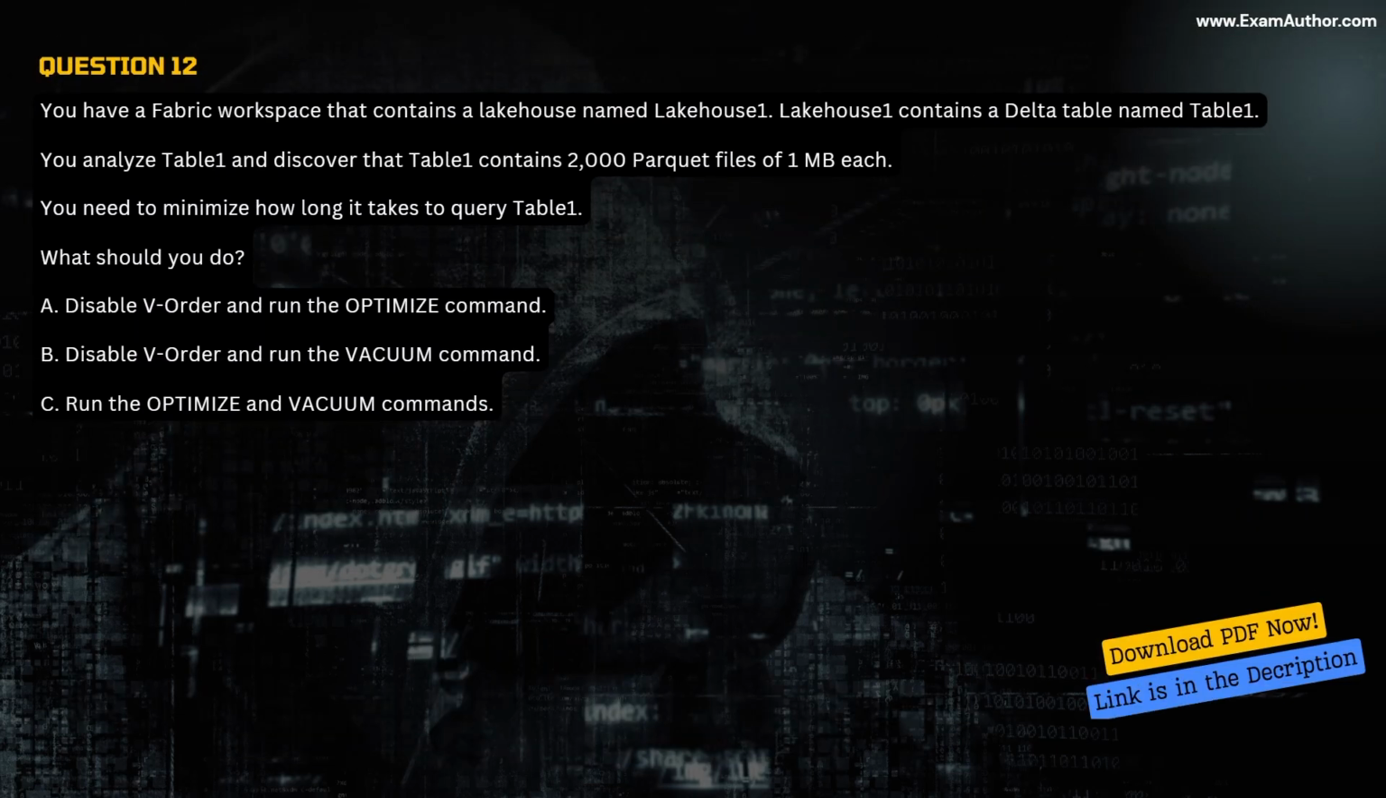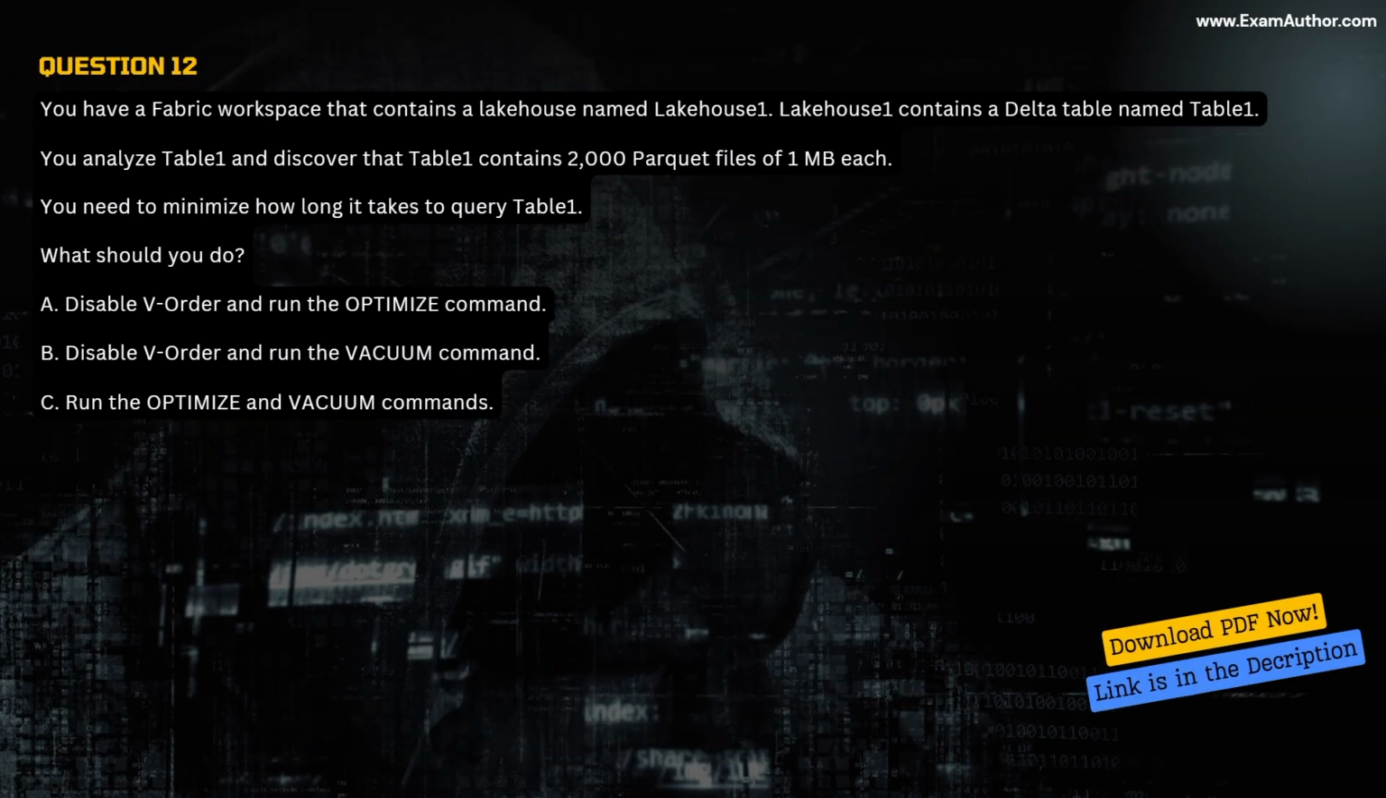Question 12. You have a Fabric workspace that contains a lakehouse named Lakehouse 1. Lakehouse 1 contains a Delta table named Table 1. You analyze Table 1 and discover that Table 1 contains 2,000 Parquet files of 1 megabyte each. You need to minimize how long it takes to query Table 1. What should you do? A. Disable V-Order and run the optimize command. B. Disable V-Order and run the vacuum command. C. Run the optimize and vacuum commands.